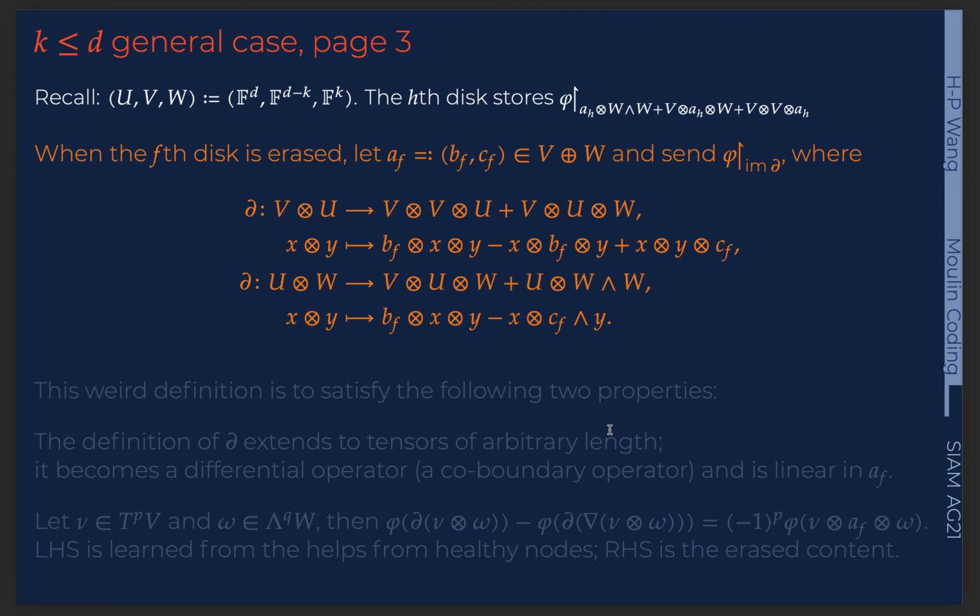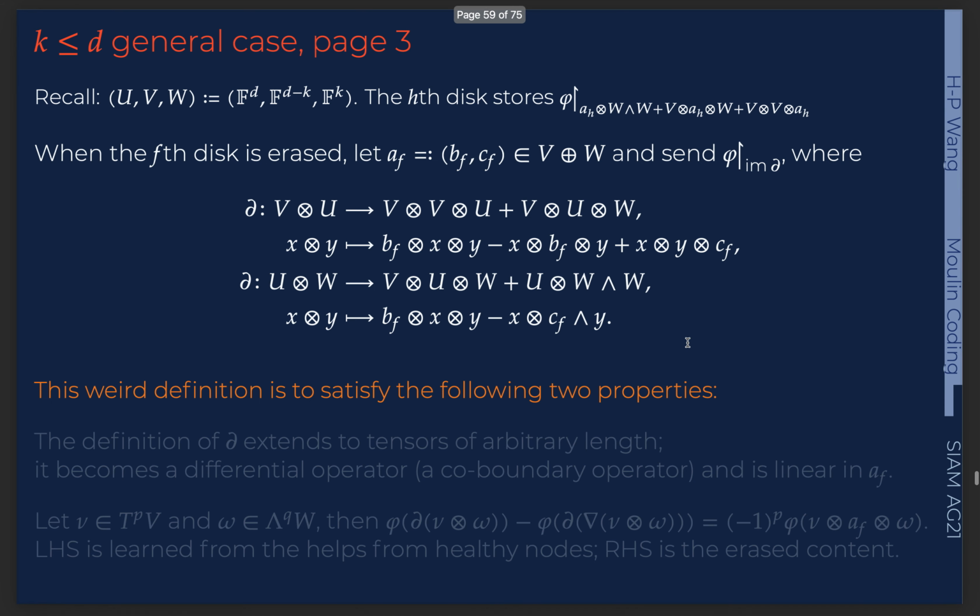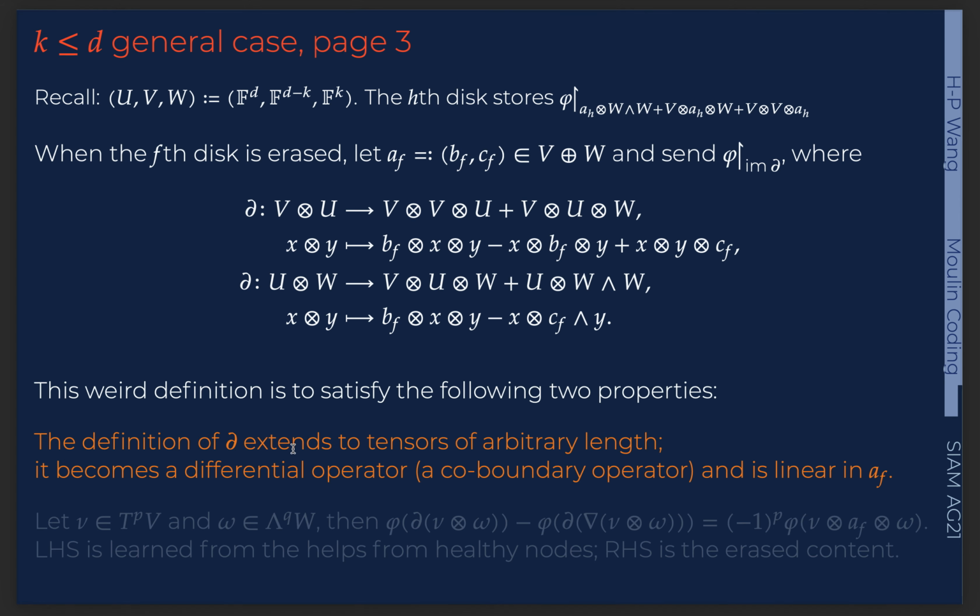For repairing, we have another map called nabla. We will let the healthy disk send the restriction of phi to the image of nabla, where nabla is this weird definition that I'm not going to speak out. The weird definition is to satisfy the two following properties. The first is that the definition extends to tensors of arbitrary length, and then it becomes a differential operator, aka a co-boundary operator, and it is linear in A_f.